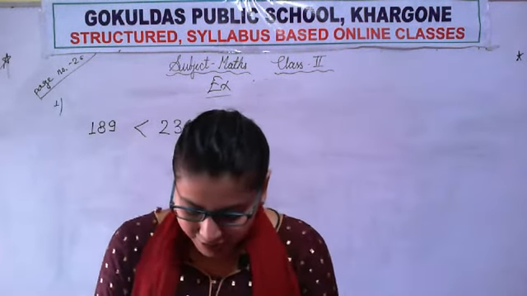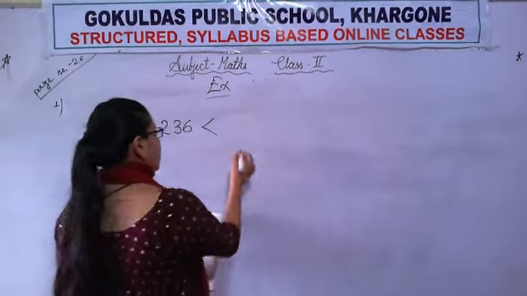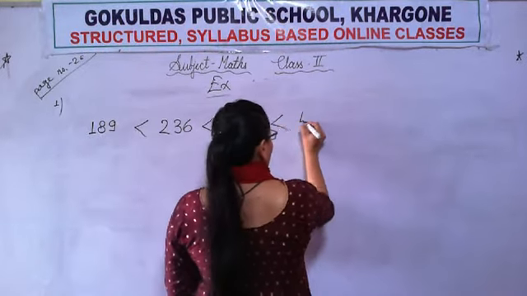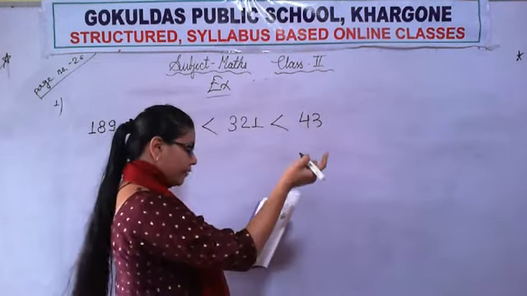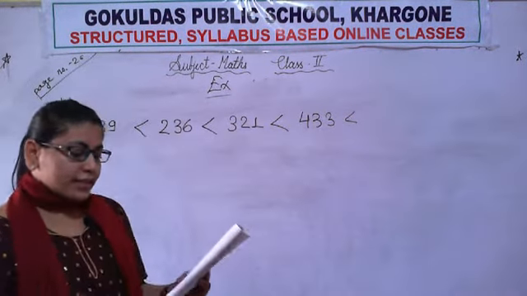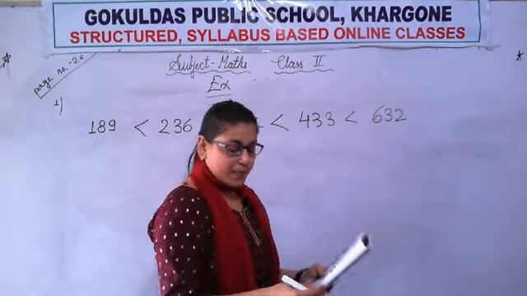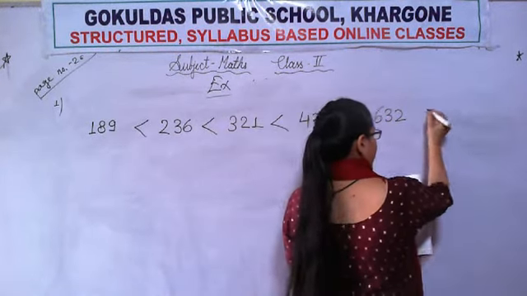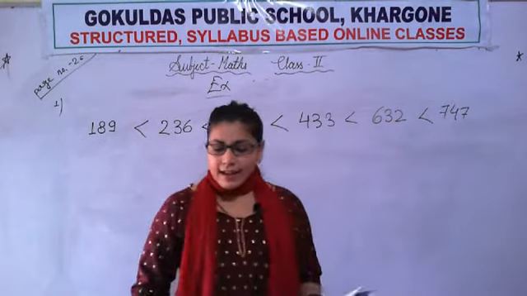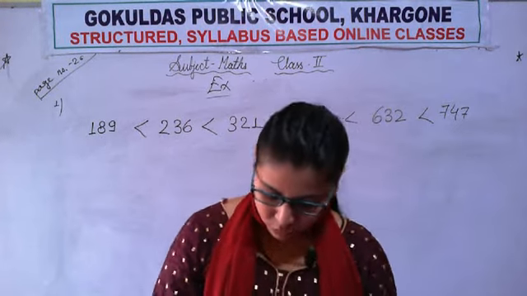Now again check. After 2, 3 is there. So 321, and after that 4 will come. So 433. 5 is not there. 632 is there, so then 632 will come. Then the biggest number is 747. Likewise, you can do descending order too.